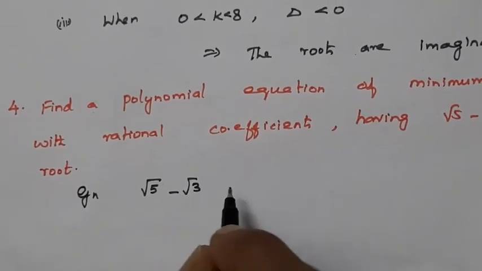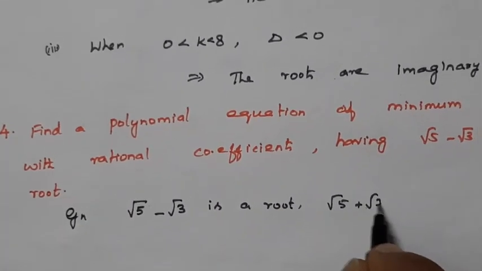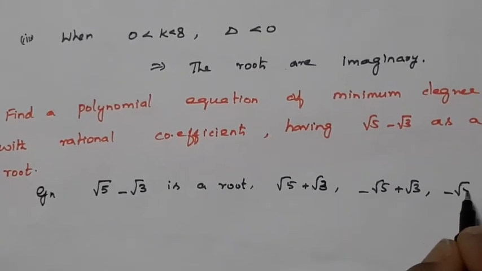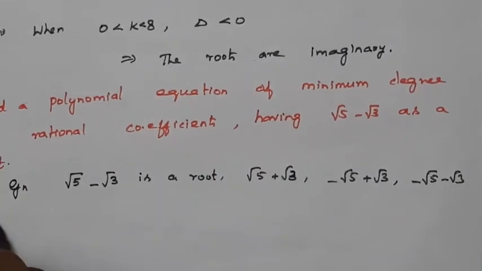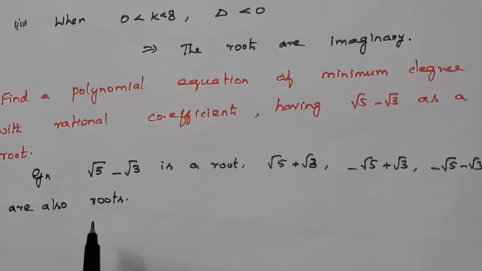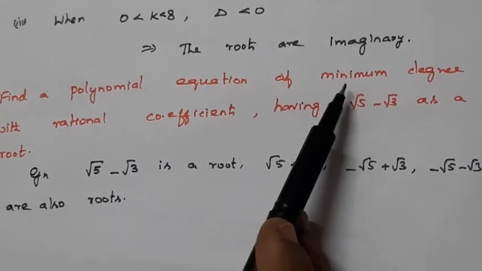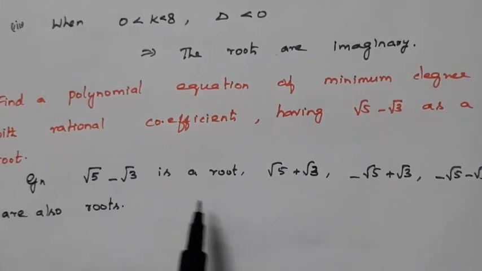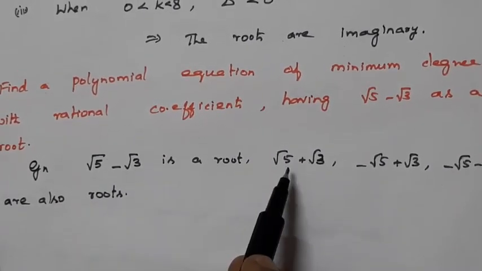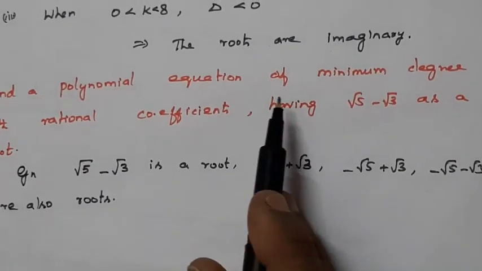Given root 5 minus root 3 is a root, root 5 plus root 3, minus root 5 plus root 3, and minus root 5 minus root 3 are also roots by the theorem. Okay. So with the help of the four roots we are going to determine the polynomial equation. As it is of minimum degree, here we are going to get a polynomial with these four roots. So first let us take two roots and find its factor, again take two roots and find the factor, and then multiply both the factors to get the required polynomial.